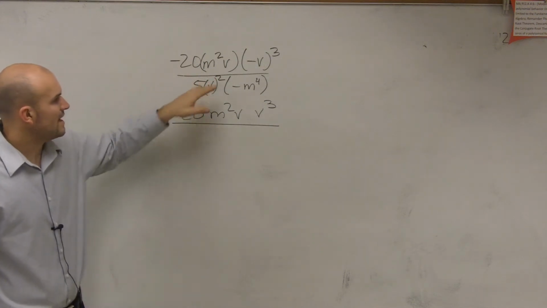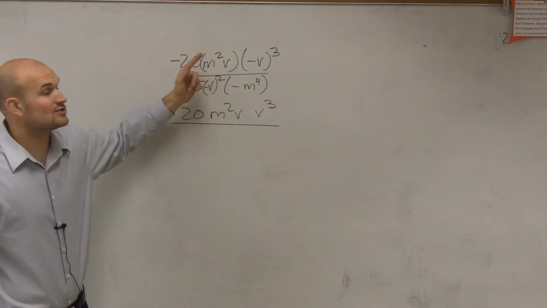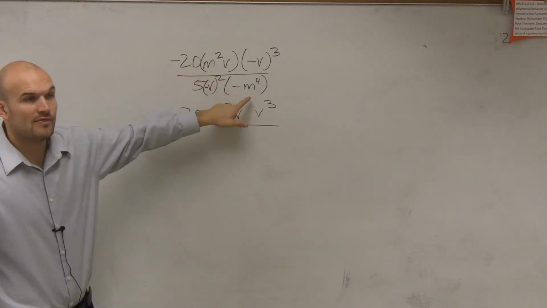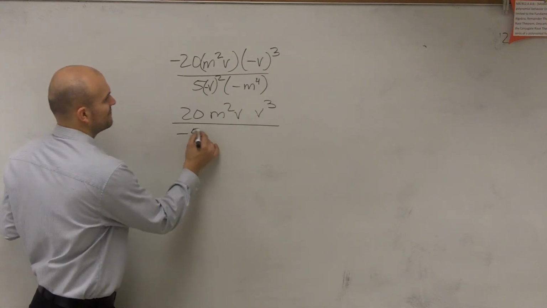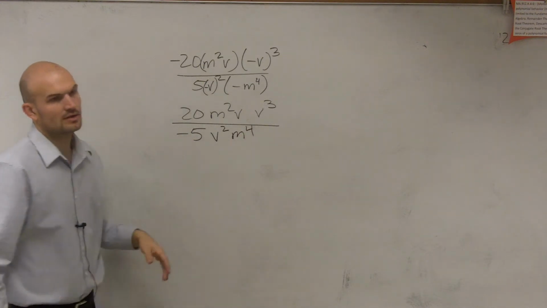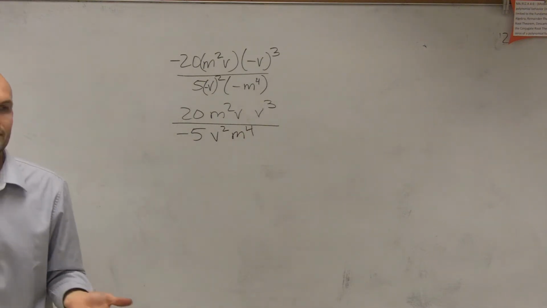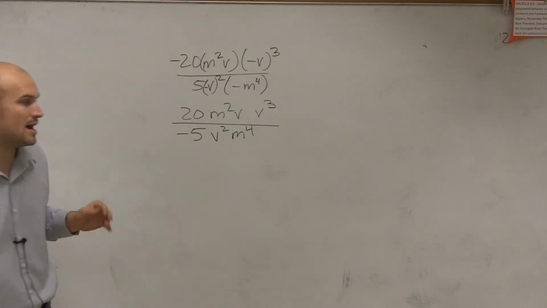All right? Then on the bottom, we already have a negative v squared. So that's going to turn that to a positive. Therefore, your bottom expression will be negative. So therefore, I have a negative 5 v squared m to the fourth. What I usually like to do is, first thing, we need to make sure we simplify our numerator and denominator before we can simplify the problem.